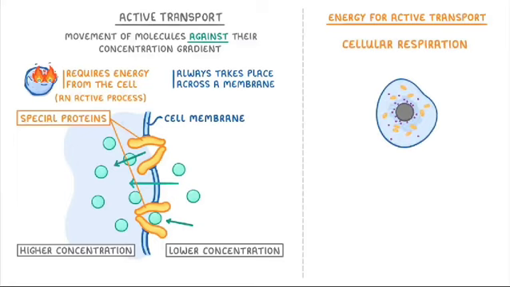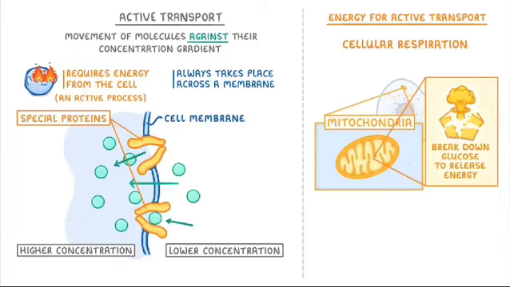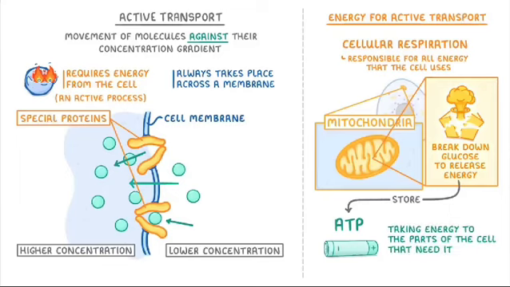Now, where does this energy come from? Energy for active transport. During cellular respiration in the mitochondria, breakdown of glucose happens to release the energy for supporting ATP production. Cellular respiration is responsible for all the energy that the cell uses. When glucose is broken down, it stores the energy in the form of ATP. It works like a battery, supplying energy to the parts of the cell that need it.